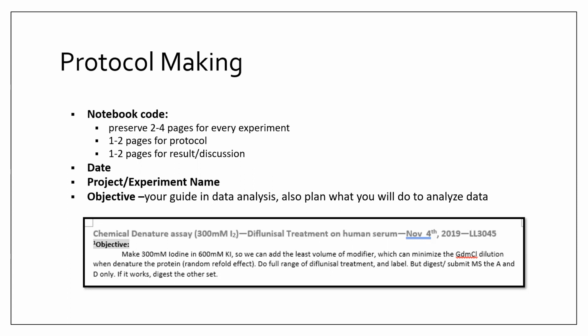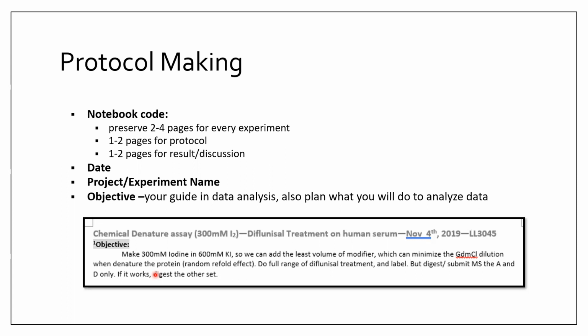Then you will have your date, the project and experiment name, and your objective. It doesn't have to be long, but it has to have the main points of why you're doing it and what questions you're asking. Remembering the objective before the experiment is super important because it guides you in your data analysis.